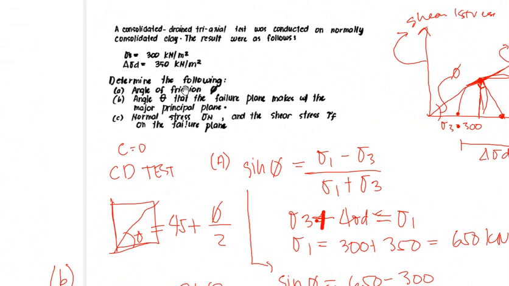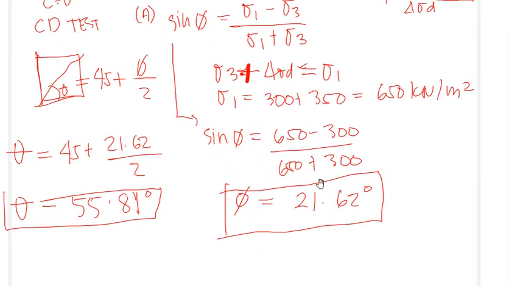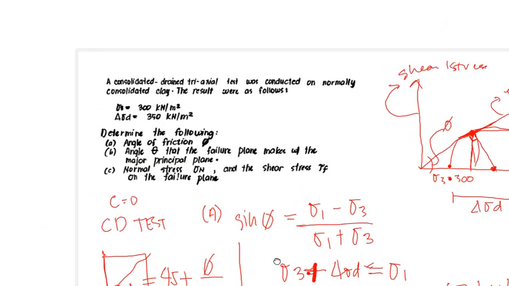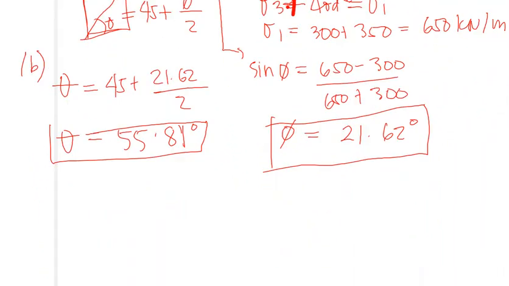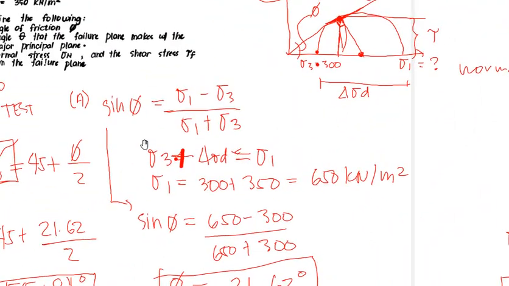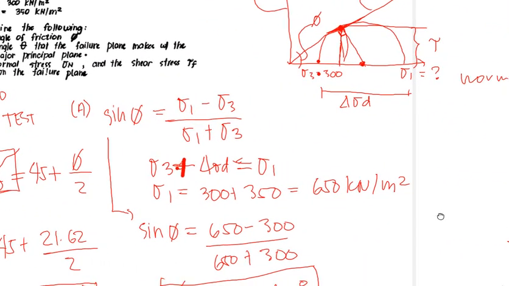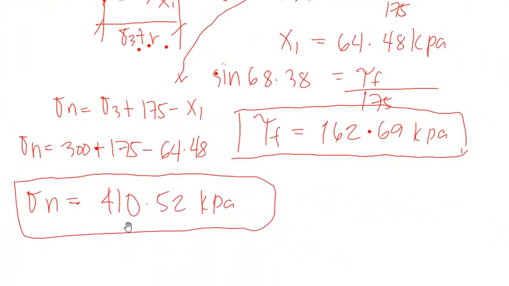Our angle of internal friction is 21.62. The angle that the failure plane makes with the major principal axis is 55.81. And then our normal and shear stress is equal to 410.52 and 162.69. Okay, we have here problem number 3.